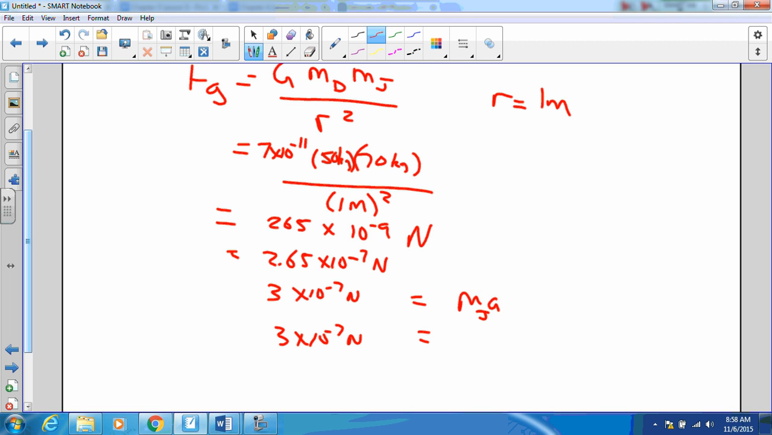We've got 70 kilograms, did we say? Times your acceleration. And so we divide both sides by 10 first, and then by 7. 3 divided by 7, that'd be about a half. So that would be 0.5 times 10 to the minus 8, or 5 times 10 to the minus 9 meters per second squared is the acceleration.